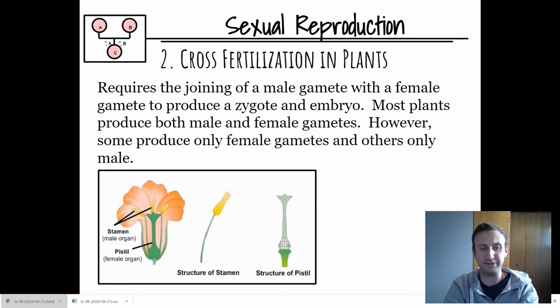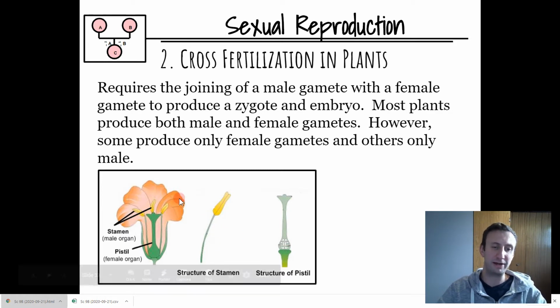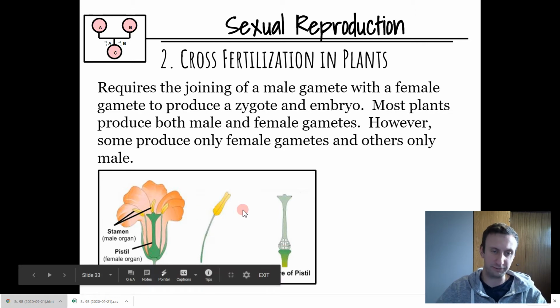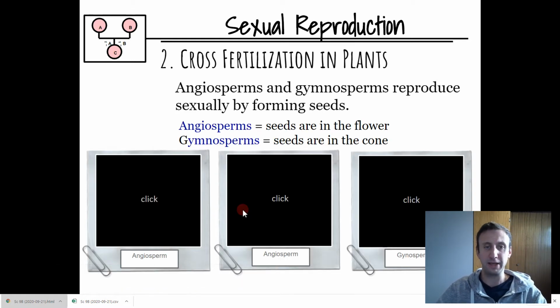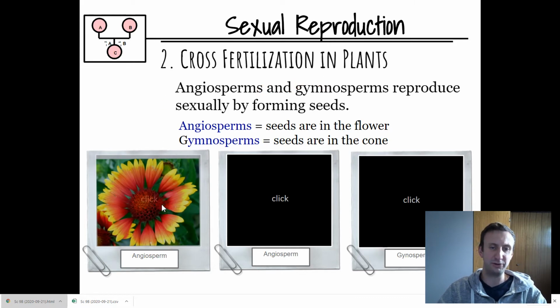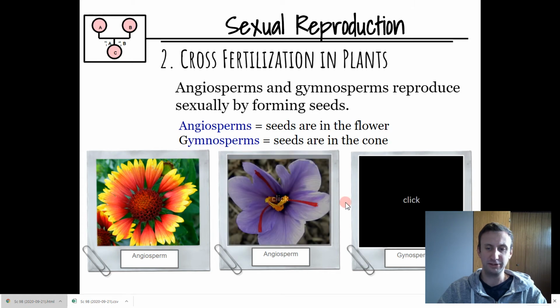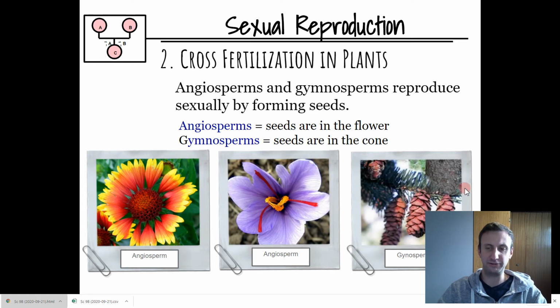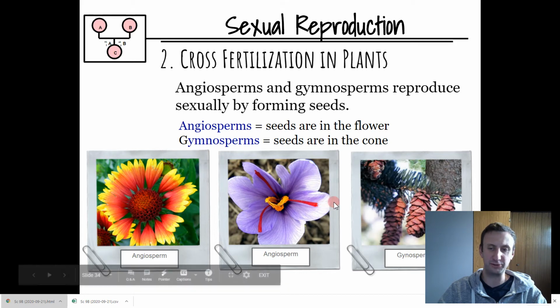So essentially what happens is that sometimes we don't have both male and female organs on one plant, but sometimes one plant will be male and another plant is female. But typically on flowering plants, we have both male and female organs, so it produces both. Angiosperms and gymnosperms reproduce sexually by forming seeds. In angiosperms, seeds are in the flower, okay? And gymnosperm seeds are instead in the cone. We look at pine trees and such for dealing with these cones instead.